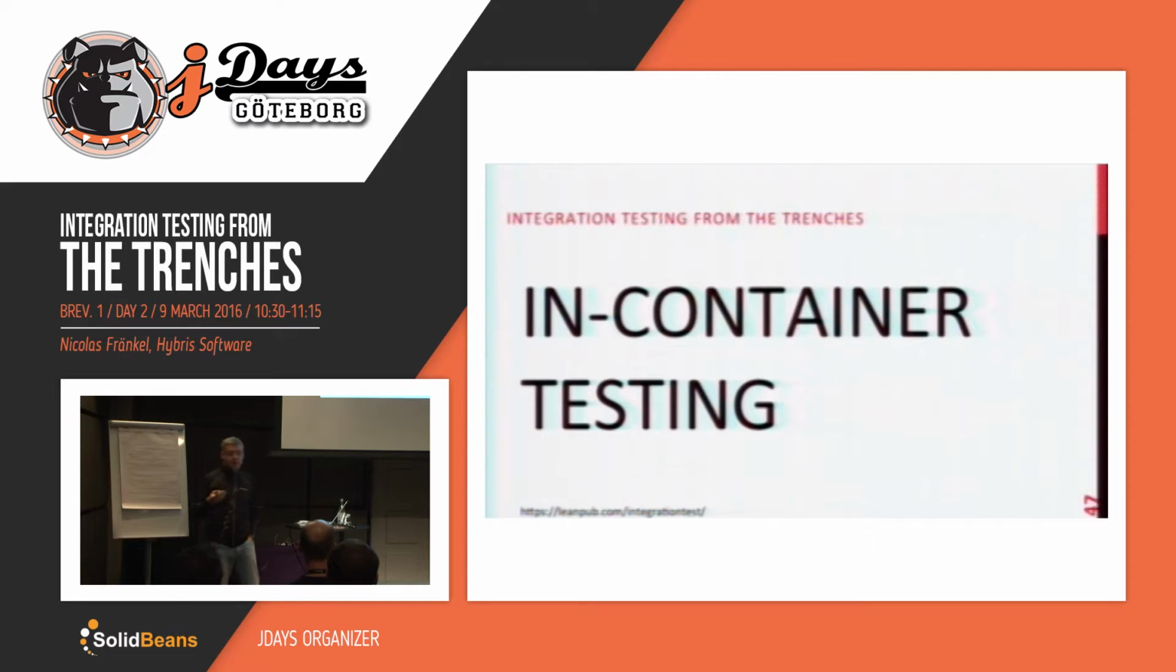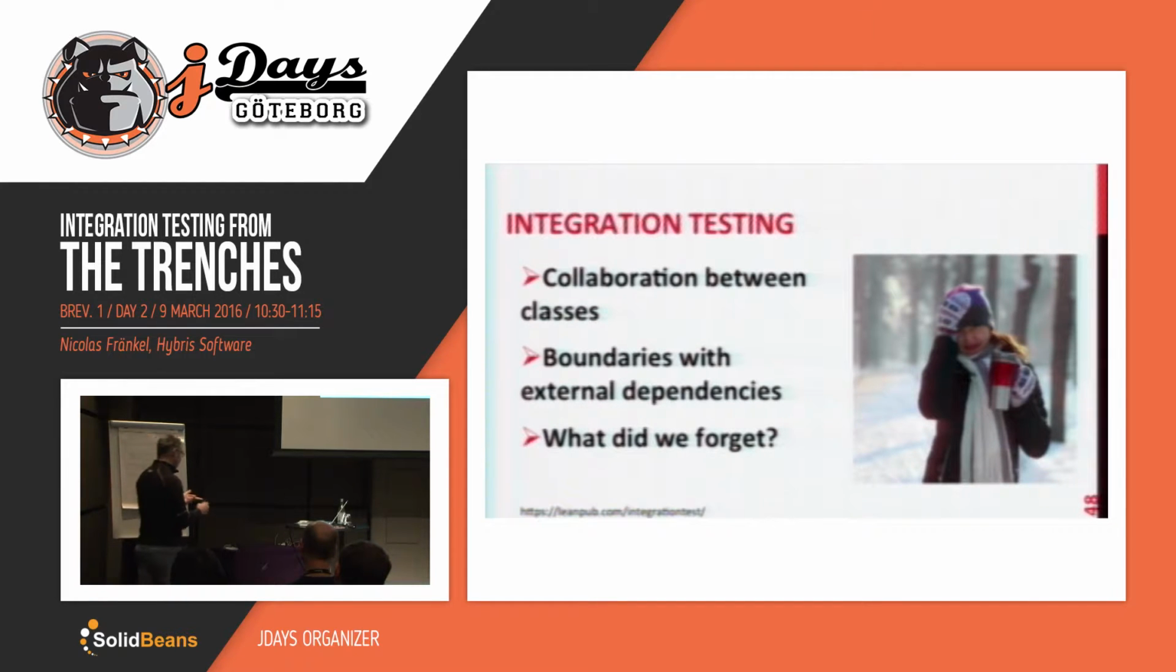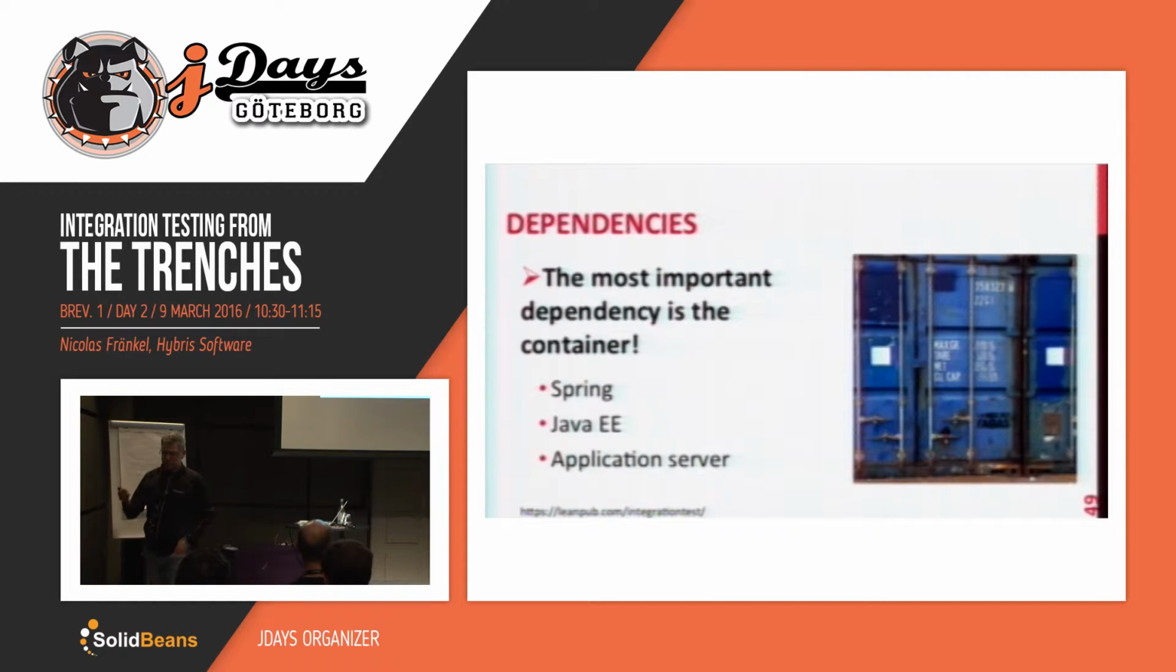And the thing is, so far, we have tested collaboration between classes. We have used fakes to fake the boundaries with the external system. But what about the most important dependency that we use? It's a container. And Spring is a container, Java EE is a container, an application server is a container. You have a lot of containers. So if you make sure that your system under test works very well, but never test in a container, you can never be sure. You cannot trust your application.